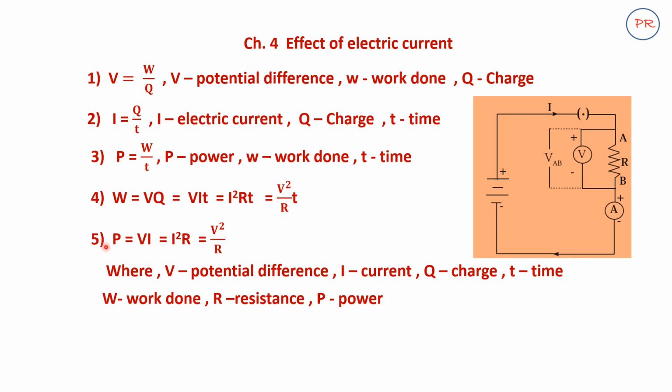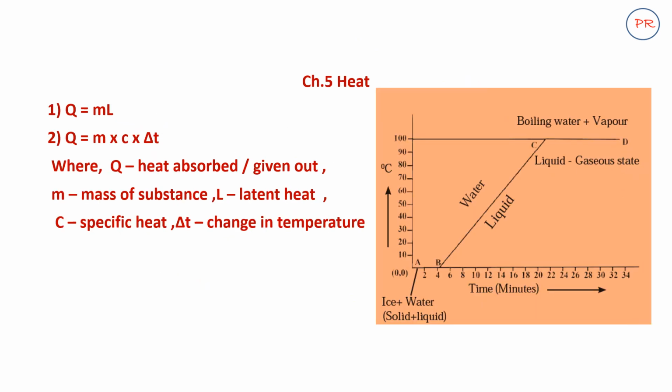Similarly, another formula for the power is P is equal to VI is equal to I square R is equal to V square upon R. Students, please understand these formulae are really important, because based on this at least one numerical you are expected to solve. Now chapter number 5, heat.